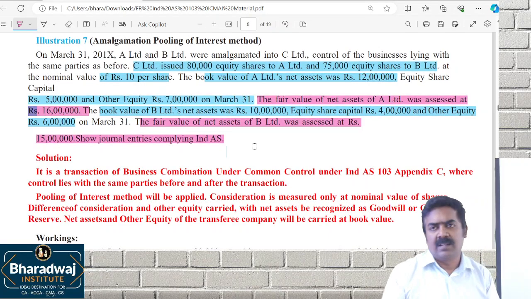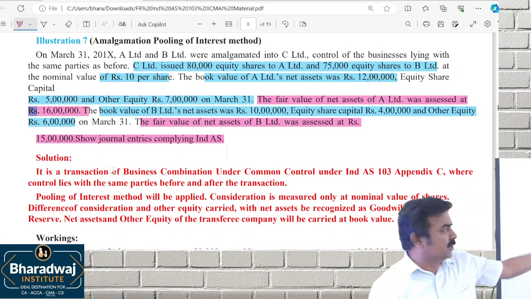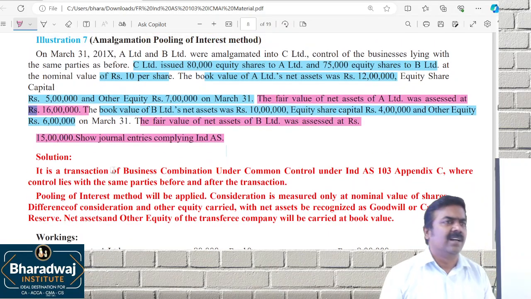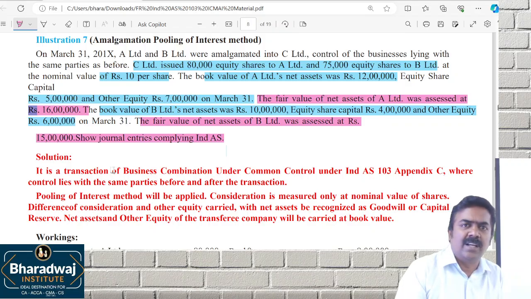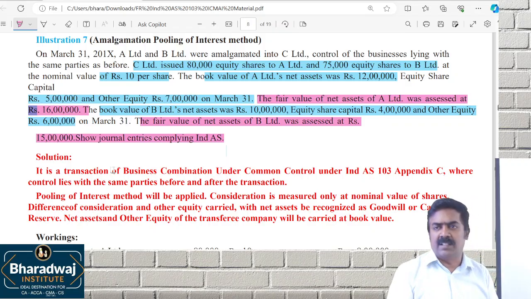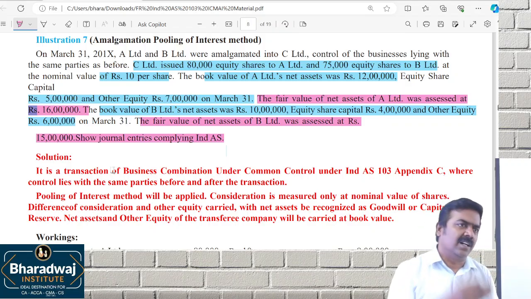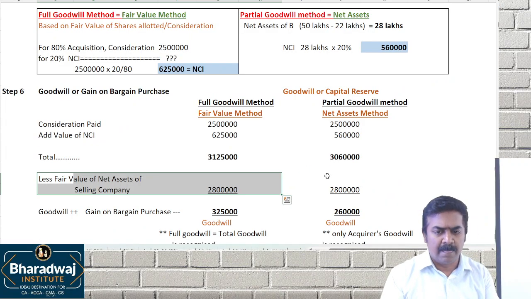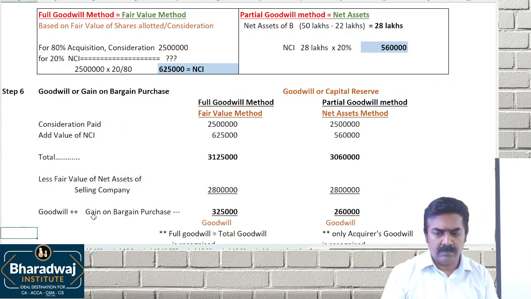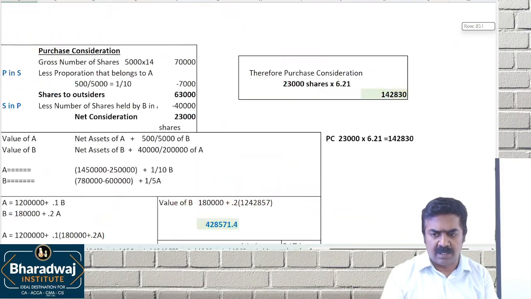Okay, this is the solution. Whatever I have marked in red lines is just to tell that we are going to follow the pooling of interest method. How is the method applied? Since it is a question we are solving for the first time, let us do it in the notebook. Start.